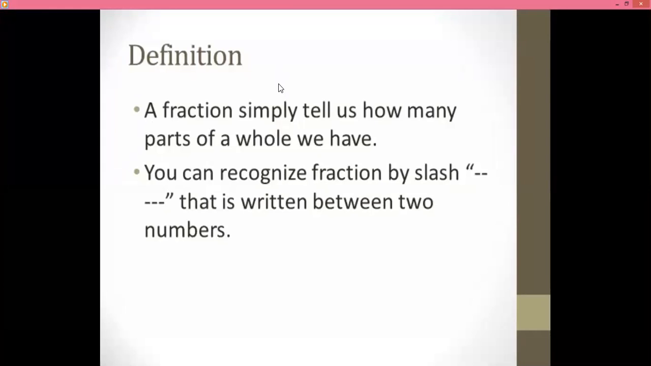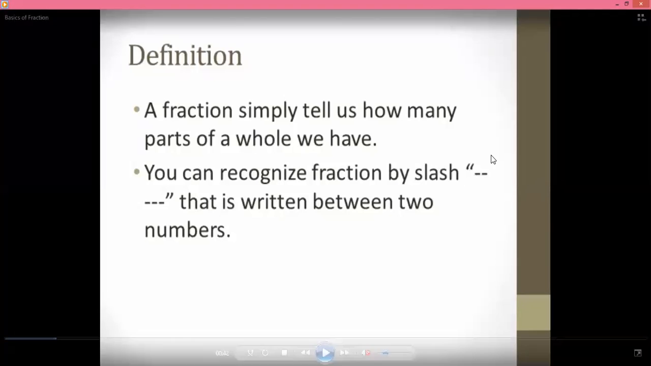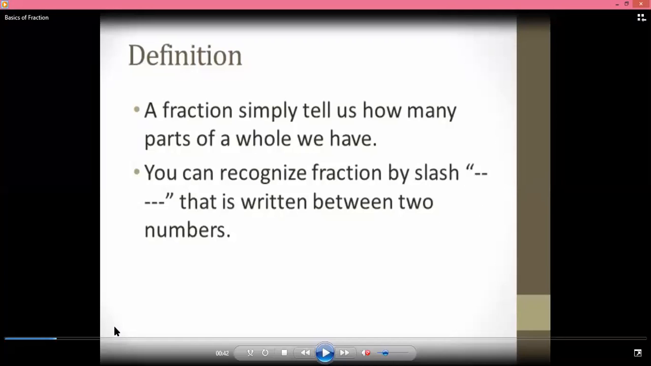Like we see there, if we have a circle and we have divided it into four equal parts, so how many parts of a whole we have, that represents a fraction. And if we write a fraction, we can represent this by a slash. We can write one number up the slash, one number down the slash. So this is all about the fraction that tells us how many parts of a whole we have.